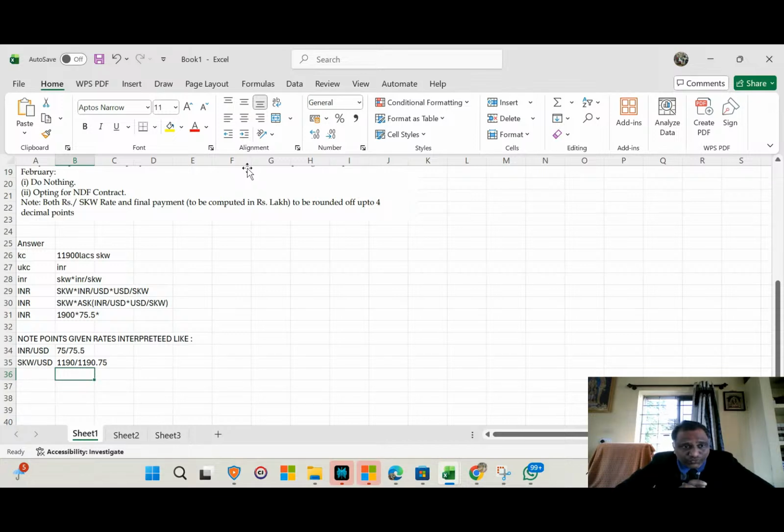Now I want USD divided by SKW. But whereas my ask rate is 1190.75, and ask rate is equal to 1 by bid. That's what I'm going to interpret here. That's why I'm going to put here 1 divided by 1190. Dear friends, are you understood?